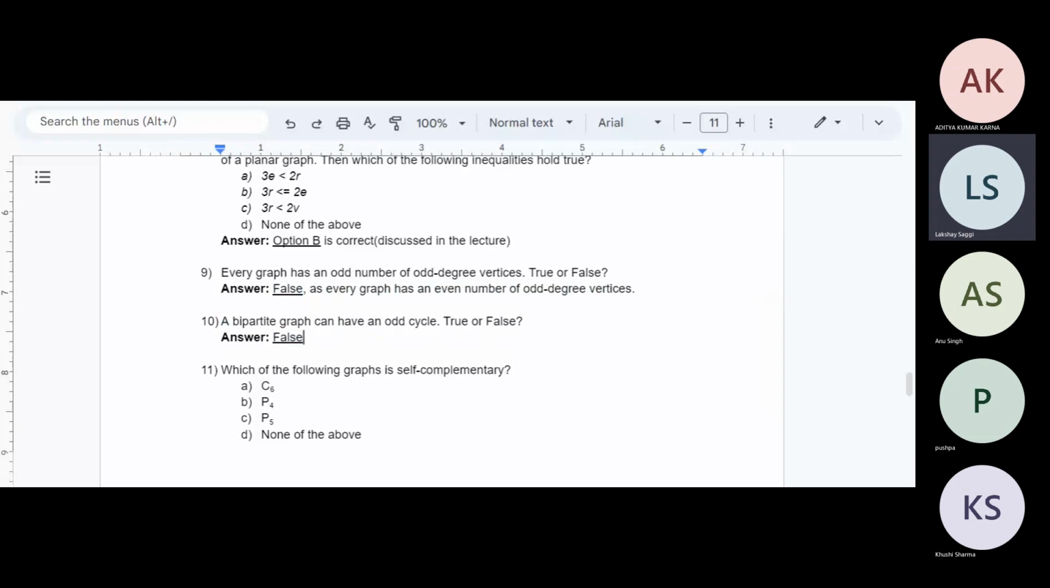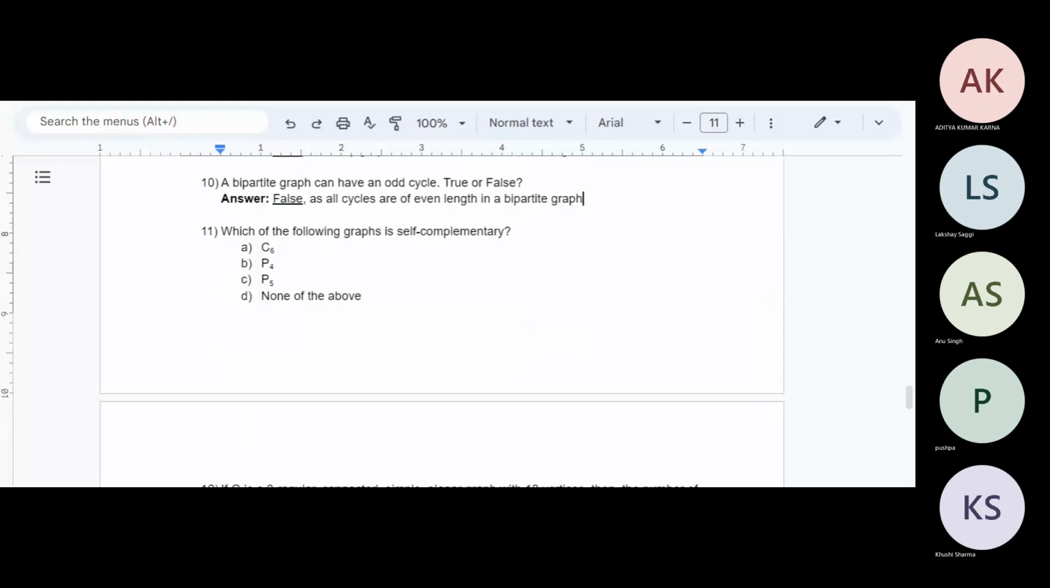If you remember, a bipartite graph can only have even cycles. And what was the proof of that? Once you go from the left side to the right side, you will have to come back from the right side to the left side for a cycle. So you'll have to take an even number of steps to make a cycle in a bipartite graph. That's how this claim can be proven easily. All cycles are of even length in a bipartite graph.